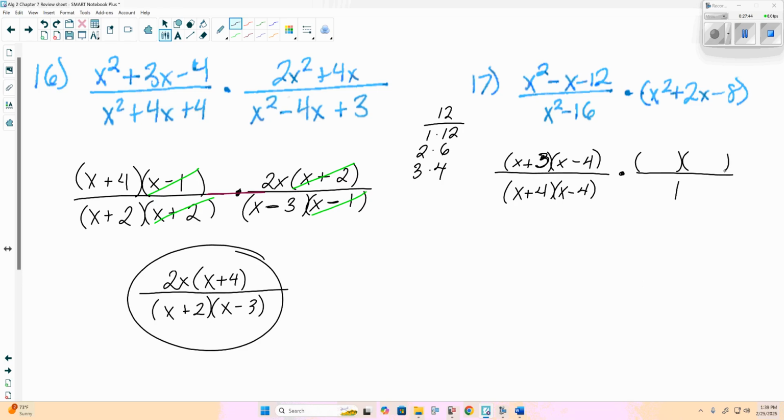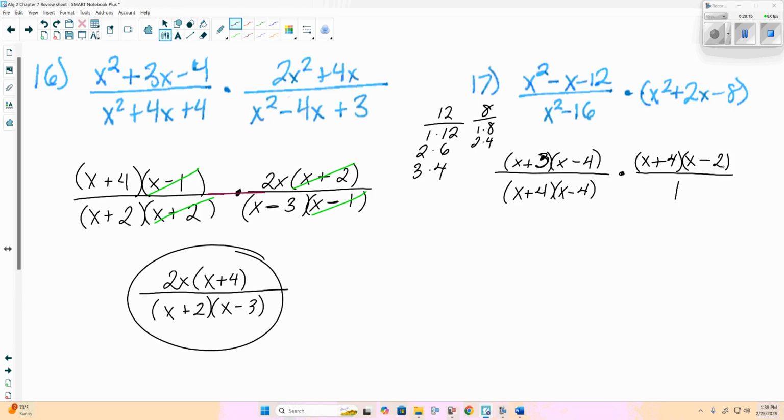Last one we need to factor is x squared plus 2x minus 8. There's no greatest common factor between these three terms. Third term's negative, so the signs are opposite. Factors of x squared are x and x. So we have 1 and 8, 2 and 4. Which one do we want to try first? Yeah, 2 and 4. Positive 4 and negative 2.